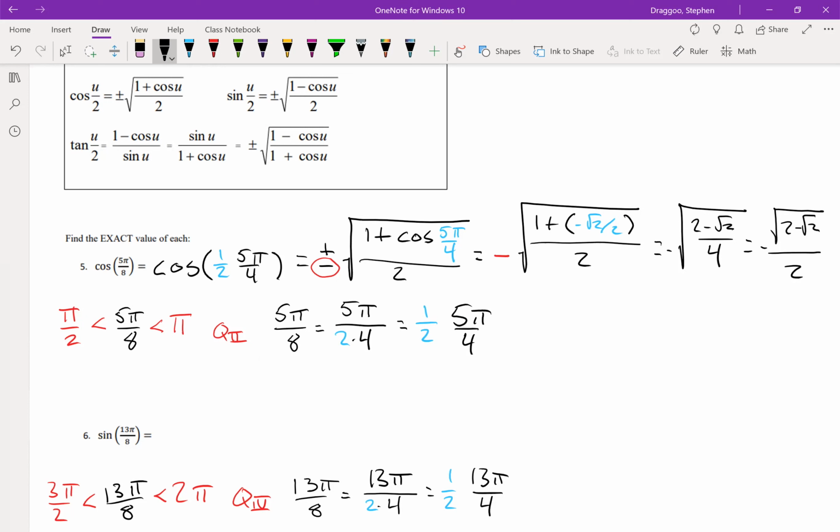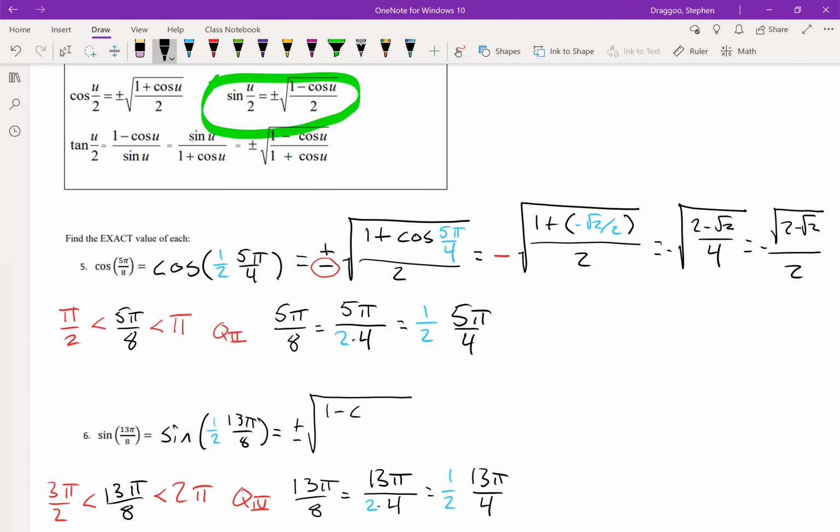Meaning that the sine of 13 pi over 8 can be rewritten as the sine of 1/2 of 13 pi over 8. So I can come up to my formulas and use the half angle formula for sine. So I'll want plus or minus the square root of 1 minus the cosine of 13 pi over 4, all over 2.